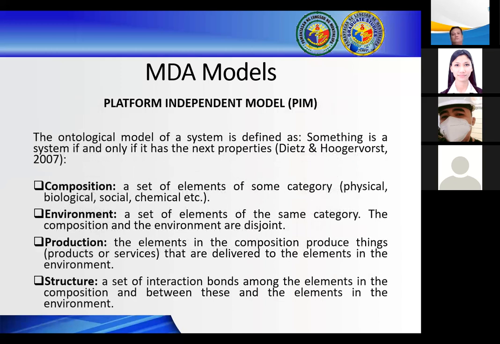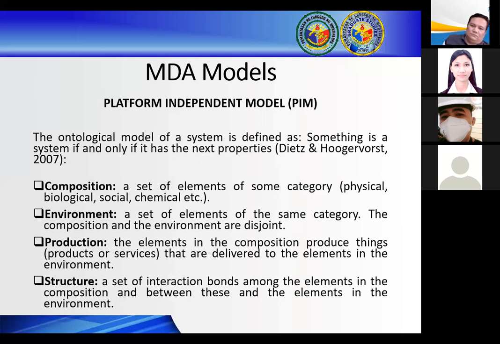The ontological model of a system is defined as: something is a system if and only if it has the following properties. Composition, a set of elements of some category: physical, biological, social, chemical, etc. Environment, a set of elements of the same category. The composition and the environment are disjoint. Production, elements in the composition produce things, products, or services that are delivered to the elements in the environment. Structure, a set of interaction bonds among the elements in the composition and between these and the elements in the environment.